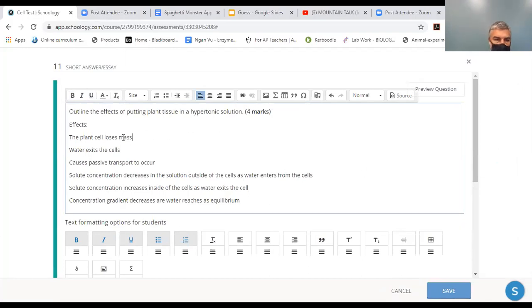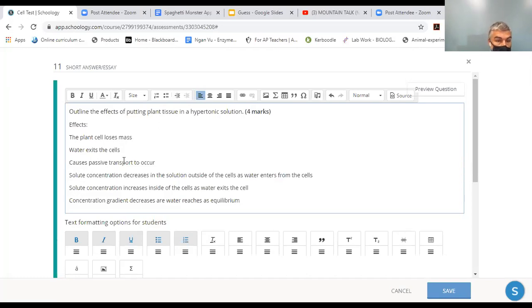Four possible points here. So if I put a plant in a hypertonic solution, what's going to happen to it? One, the plant is going to lose its mass. It could lose water. If you put that it lost water or it'll lose its mass, that's fine. You got a point. If you say water exits the cell, that's also fine. These were the 2 most frequent, and they are also the 2 most frequent in the mark scheme. A mark scheme gives what is chosen most often. Those are the 2 that occur most frequently. But there are other things that you could say.